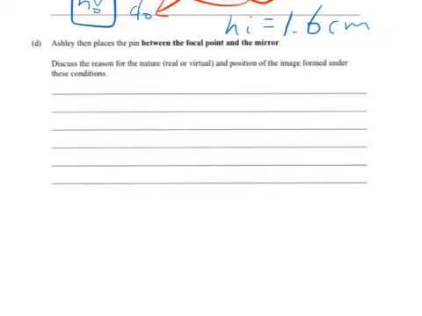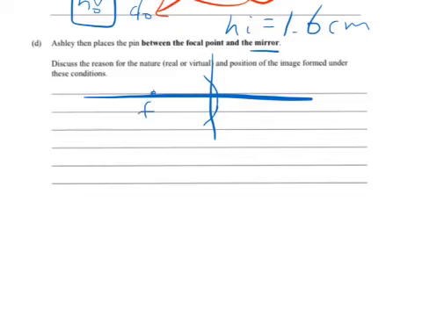Ashley then places the pin between the focal point and the mirror. So with the same setup, let's just sketch this out so that we know what we're dealing with. It is a mirror, so I'm dealing with the right ray diagram. Focal point's here, now she's got the pin between the focal point and the mirror, so that's where our object is. Discuss the reason for the nature, real or virtual, and position of the image formed under these conditions. So we need to know, first of all, and we're going to use this ray diagram to work out what the position is, and from that we'll work out the nature, and then we can discuss the reason for those.